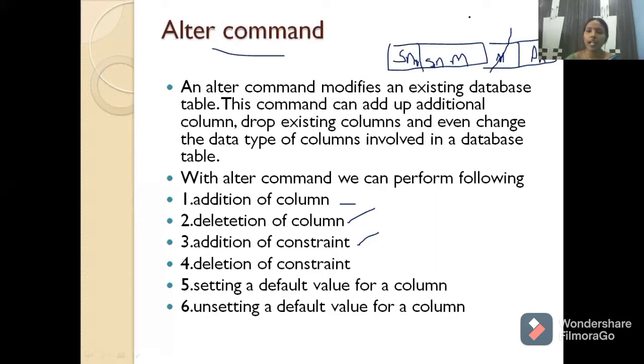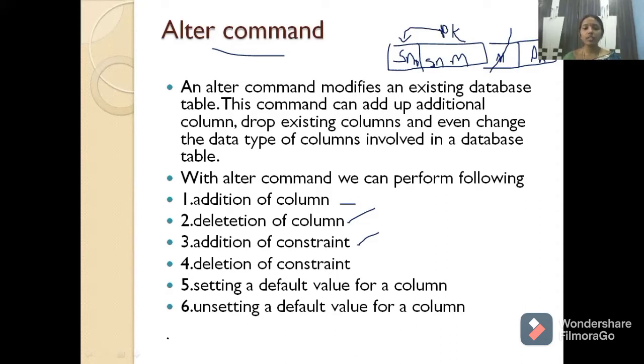That means how we are adding a primary key. I created a table, and later on I want to create a primary key for the student number. First I created a table, then after that I want to add a primary key. That we can do with the help of adding a constraint. In a similar fashion, you can delete your constraint.